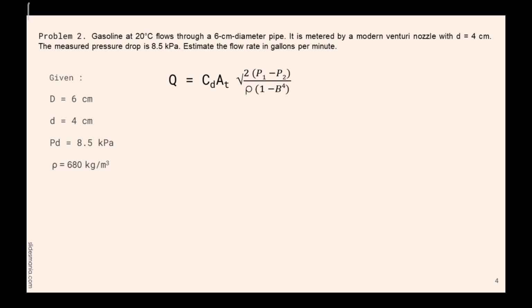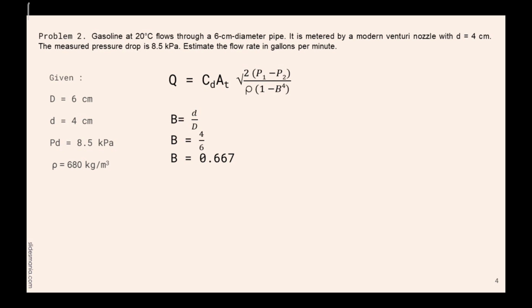But first, let's solve for the ratio using the given diameters. Ratio is equal to the diameter of the modern Venturi nozzle over the diameter of the pipe. Ratio is equal to 4 over 6. Ratio is equal to 0.667.